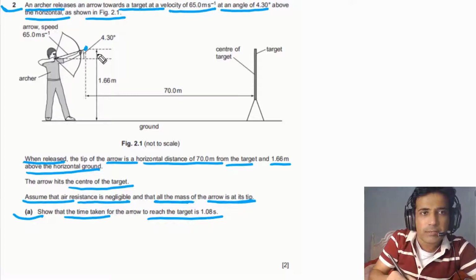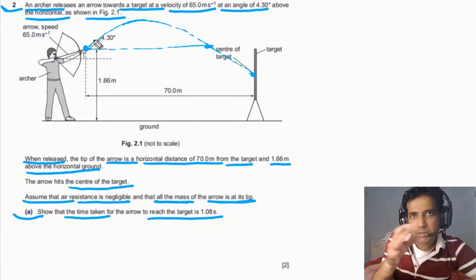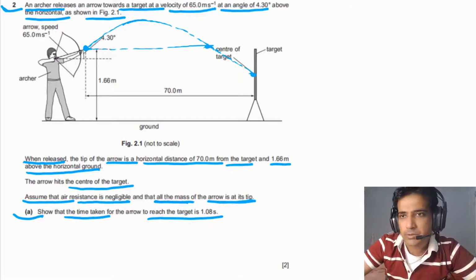Now we need to understand the motion of this arrow. The motion of this arrow is like projectile motion. It will first go up, reach the maximum height, and then start moving downwards. The motion will be somewhat like this, and it will hit the center of the target. We can also draw a horizontal line here so you can see this motion clearly. For this question, we need to calculate the time taken.